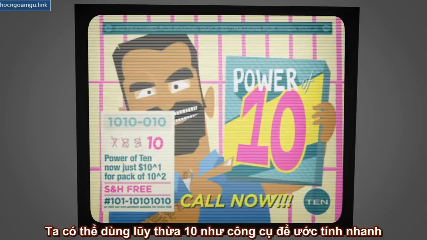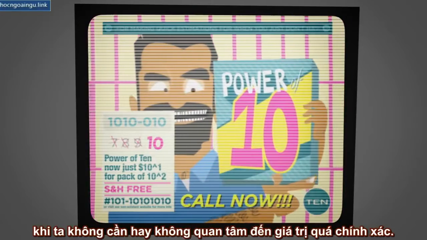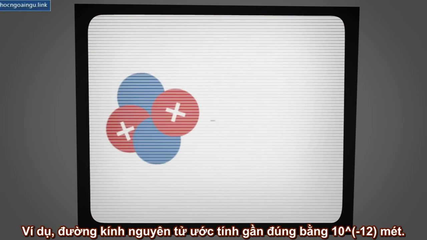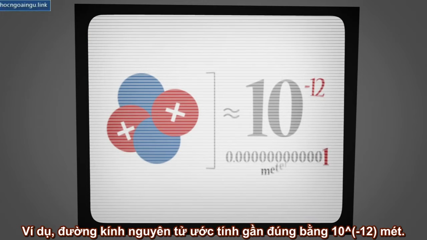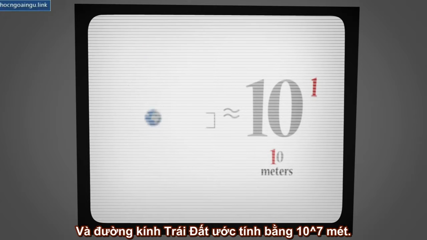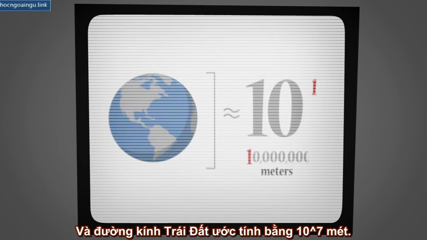first term. We can use the power of 10 as a tool in making quick estimations when we do not need or care for the exact value of a number. For example, the diameter of an atom is approximately 10 to the power of negative 12 meters. The height of a tree is approximately 10 to the power of 1 meters. The diameter of the Earth is approximately 10 to the power of 7 meters.